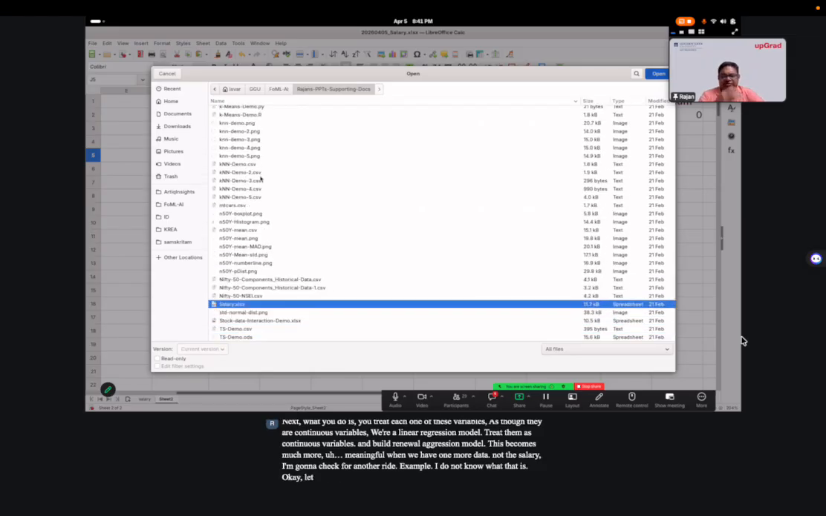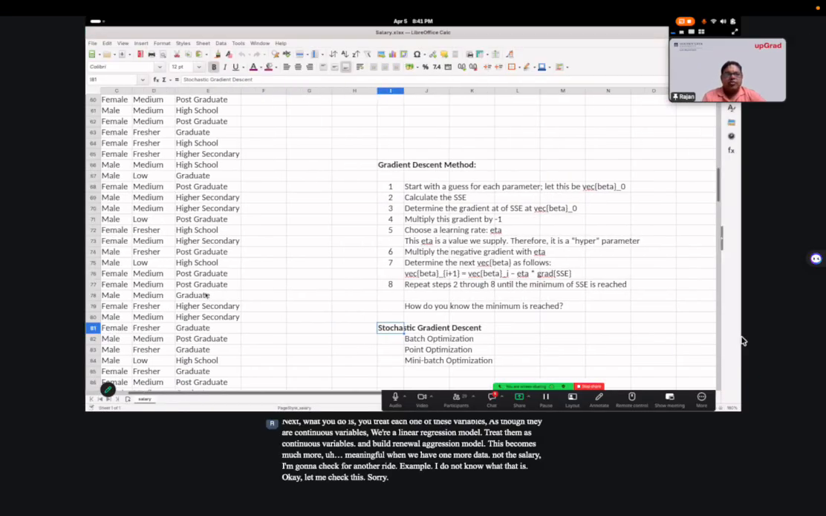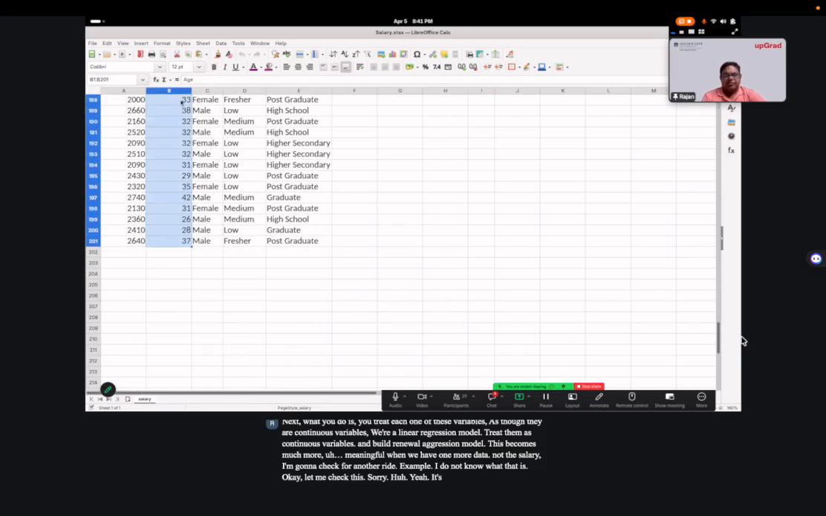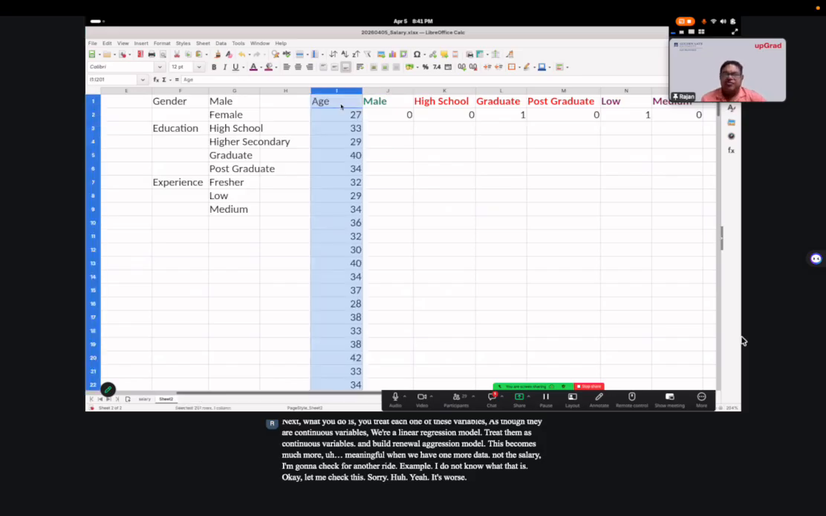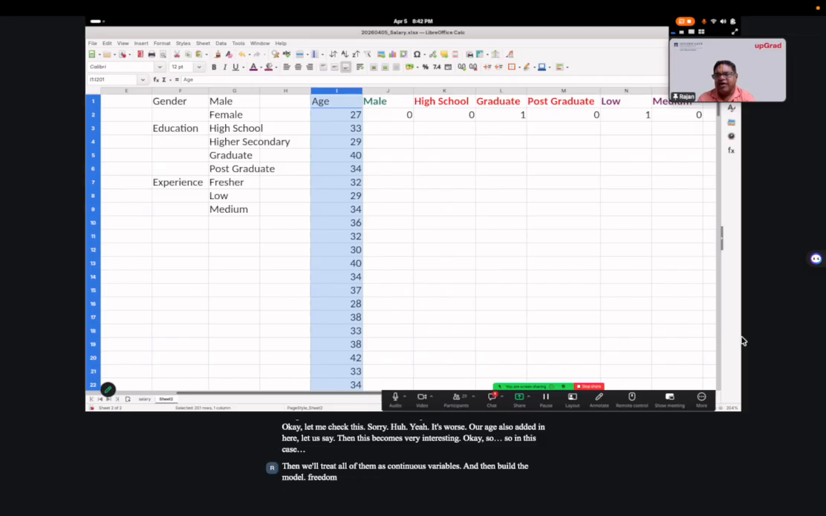Okay, let me check this salary. Yeah, let's do this. I have age also added in here, let us say. Then this becomes very interesting. Okay, so in this case, we'll treat all of them as continuous variables and then build the model straight away. Okay, and this is how we deal with categorical variables.